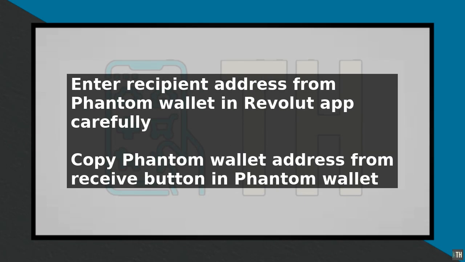To get your Phantom Wallet address, open your Phantom Wallet and click on the Receive button. This will display your wallet address. Copy it. Go back to your Revolut app and paste the address into the recipient field. Make sure to double-check the address to avoid any mistakes. Enter the amount you want to transfer and click on the Send button.